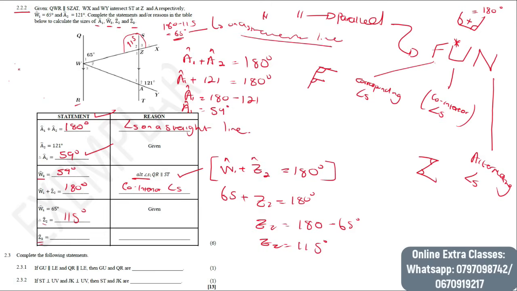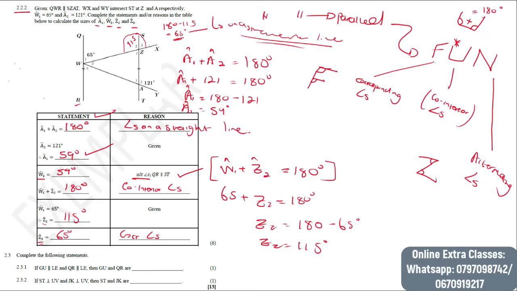Angles on a straight line. So angle Z3 will be equal to 65. So we can say corresponding angles, or we can say angles on a straight line add up to 180 degrees, as our reason. Okay, and then next we will move to our next question.